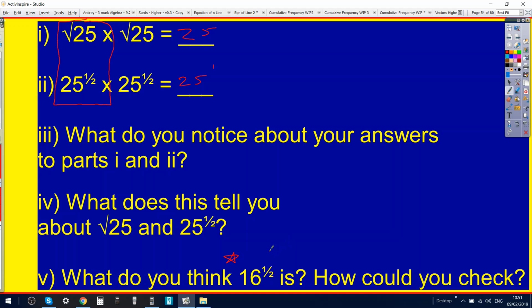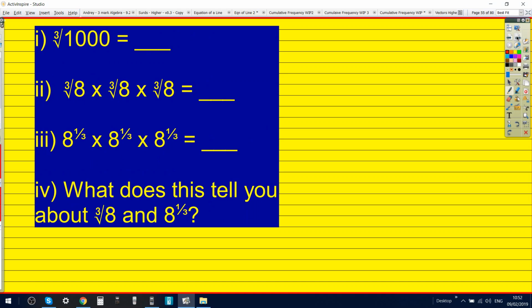Is it still 16? No. What does to the power of a half mean? 0.5. So would it be... No. To the power of a half. Oh, so would it be 4? Yes, well done. Square root of 16.